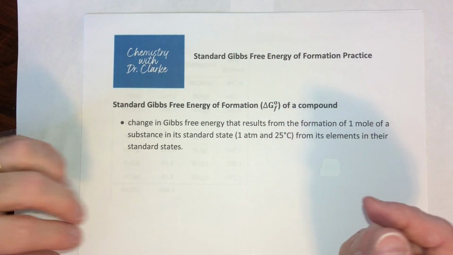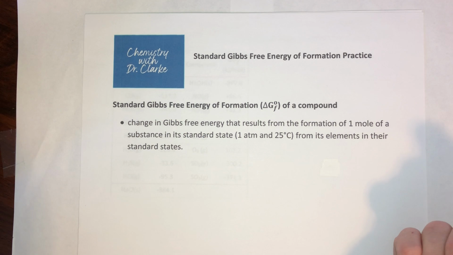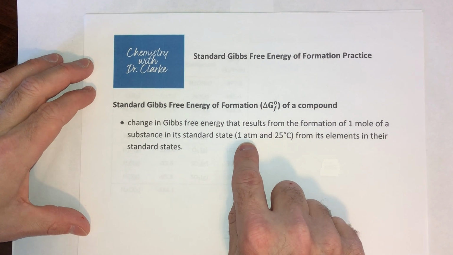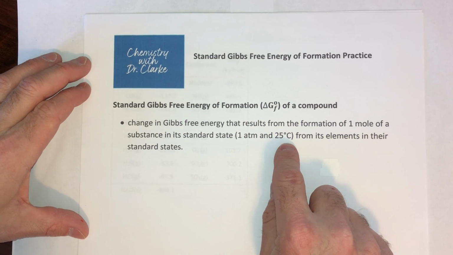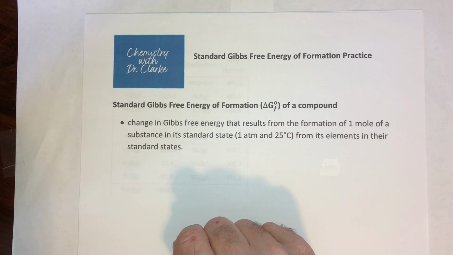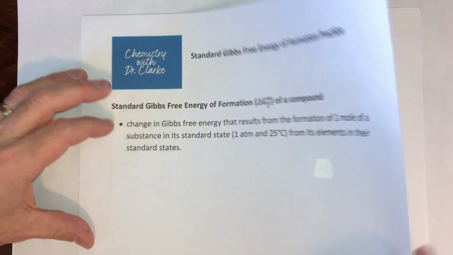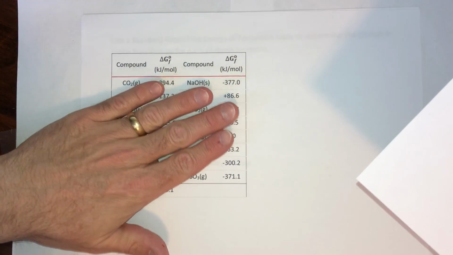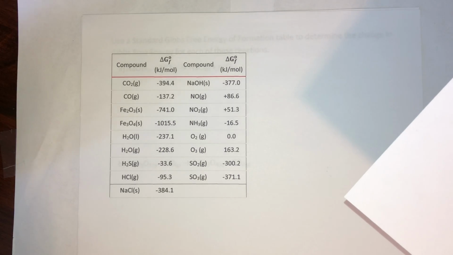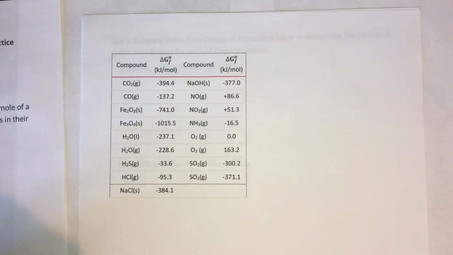And the idea is that you're going to form a compound from its elements at 1 atmosphere of pressure and 25 degrees, and then you're going to measure the amount of Gibbs free energy that's associated with it. And then those values are put in a table. So here's my table of values.